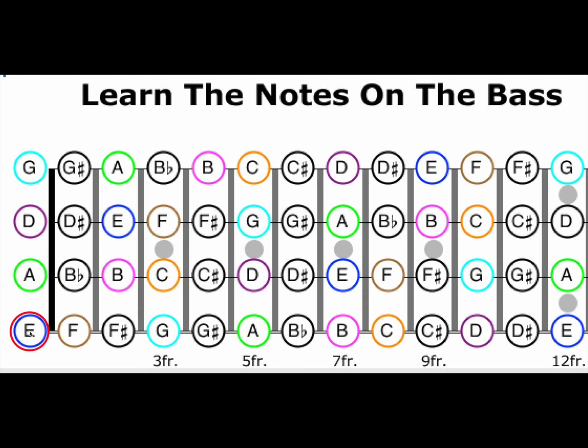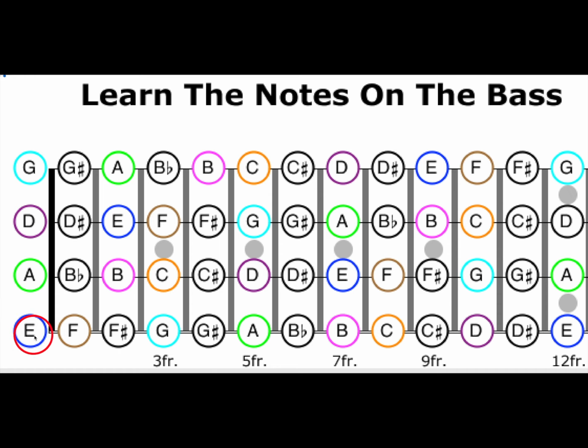The notes are always in alphabetical order. Now, granted, the 4th string is E. That's not A. That's not the beginning of the alphabet. However, if we start at E and progress upward from that point, we're going to be in alphabetical order. So let's look at the natural notes.